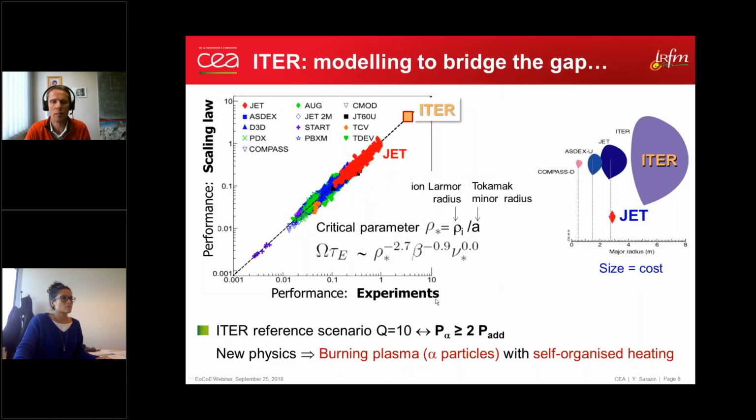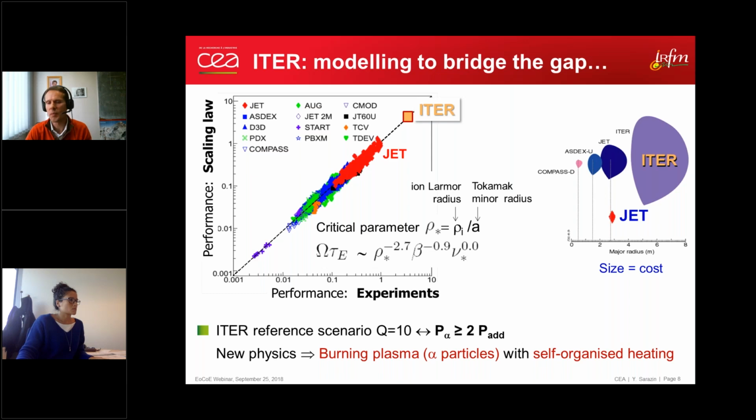Yes, the scaling law. Basically, you have a large number of experimental measurements in various machines where you can measure the energy confinement time. It is not obvious, but let's assume that you know how to proceed. You measure the energy confinement time and also some other quantities like the temperature, the density, and the safety factor, so the magnetic geometry.